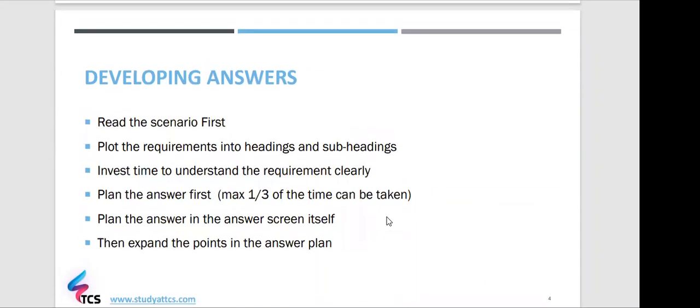Okay, right. So let's move on to the next area, where I'm going to highlight what you need to do when it comes to developing answers. So first things first, you are supposed to read the scenario. So I said 1/3 of the time should be allocated towards reading and planning. So the first step towards developing your answers is reading the scenario.